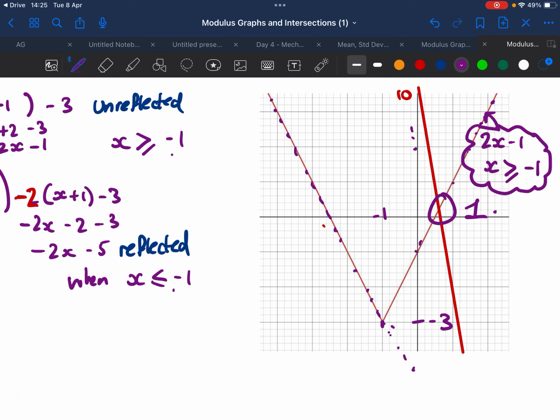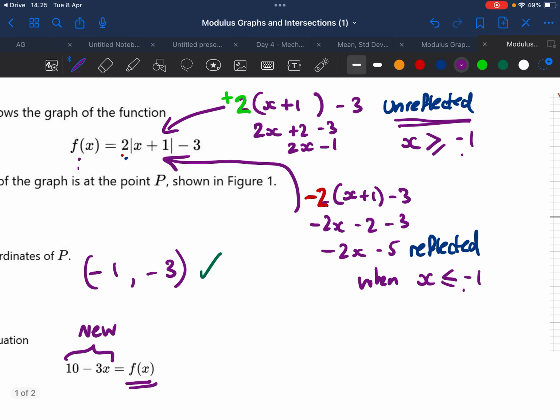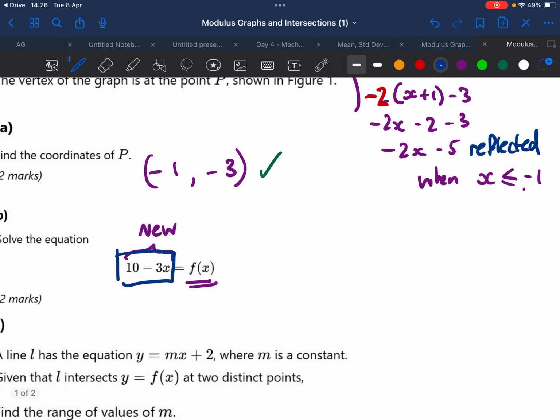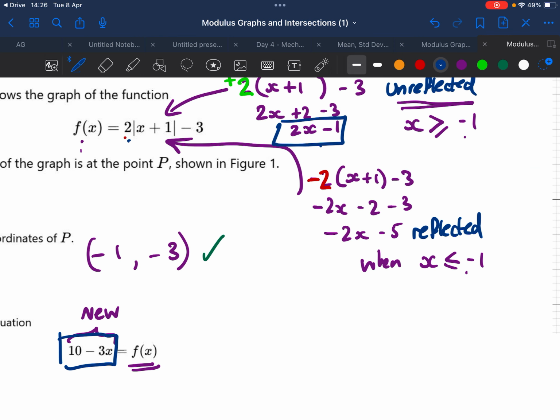All we need to do is look at this. This is the unreflected case, as I'm calling it, the right-hand side. We need to look at that, so that's 2x minus 1, and we need to look at it with this new part here, and then we just need to check that when we put these parts together, it is in fact the right-hand side, which it should be.